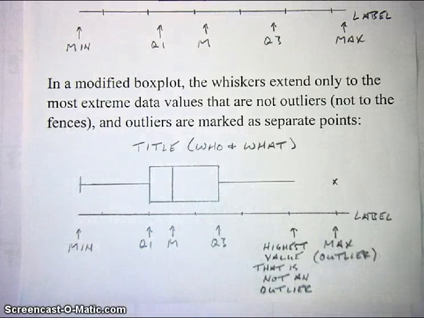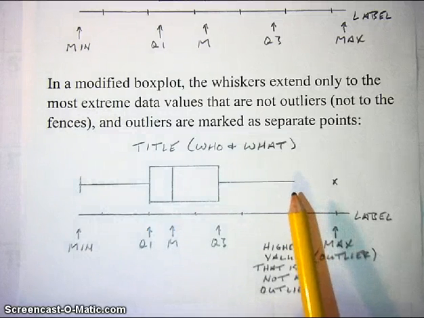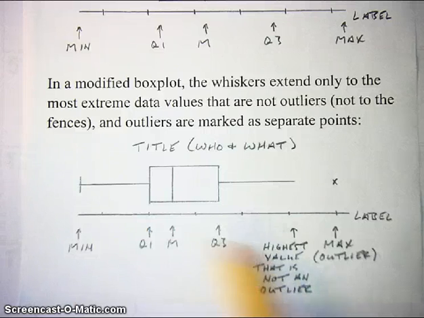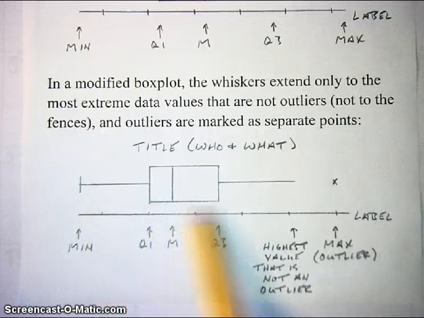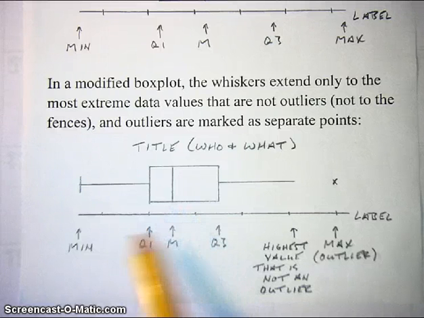What you do in the modified box plot is you extend the whiskers out to the most extreme values that are not outliers, and then the outliers are marked separately. So in this one we have a title, we have an axis with a label and a scale. This box extends from the first quartile to the third quartile with the median in the middle somewhere.